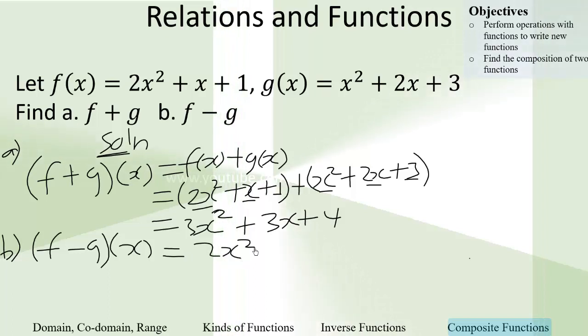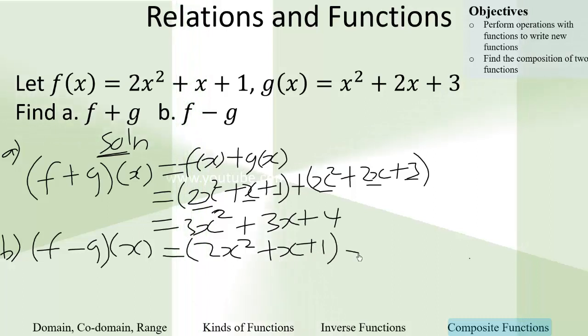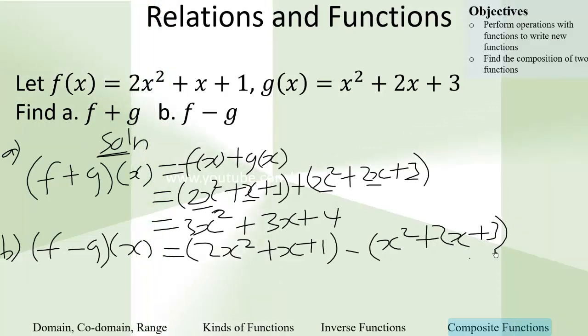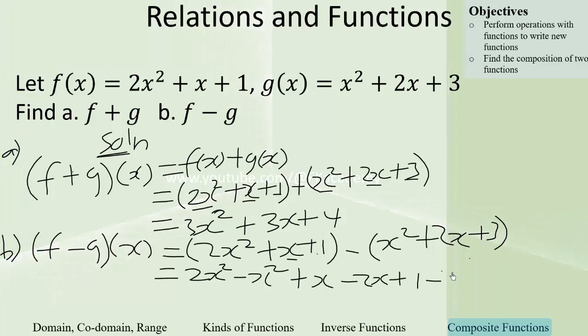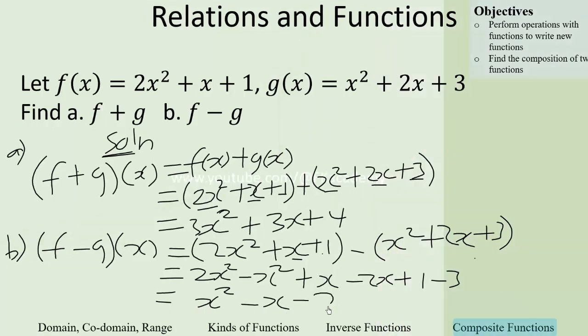Then subtraction, the b part, f minus g will be equal to 2x squared plus x plus 1 minus x squared plus 2x plus 3. So this will give us 2x squared minus x squared. Then we have plus x here minus 2x. Then we have plus 1 here minus 3. So this will give us x squared minus x minus 2.